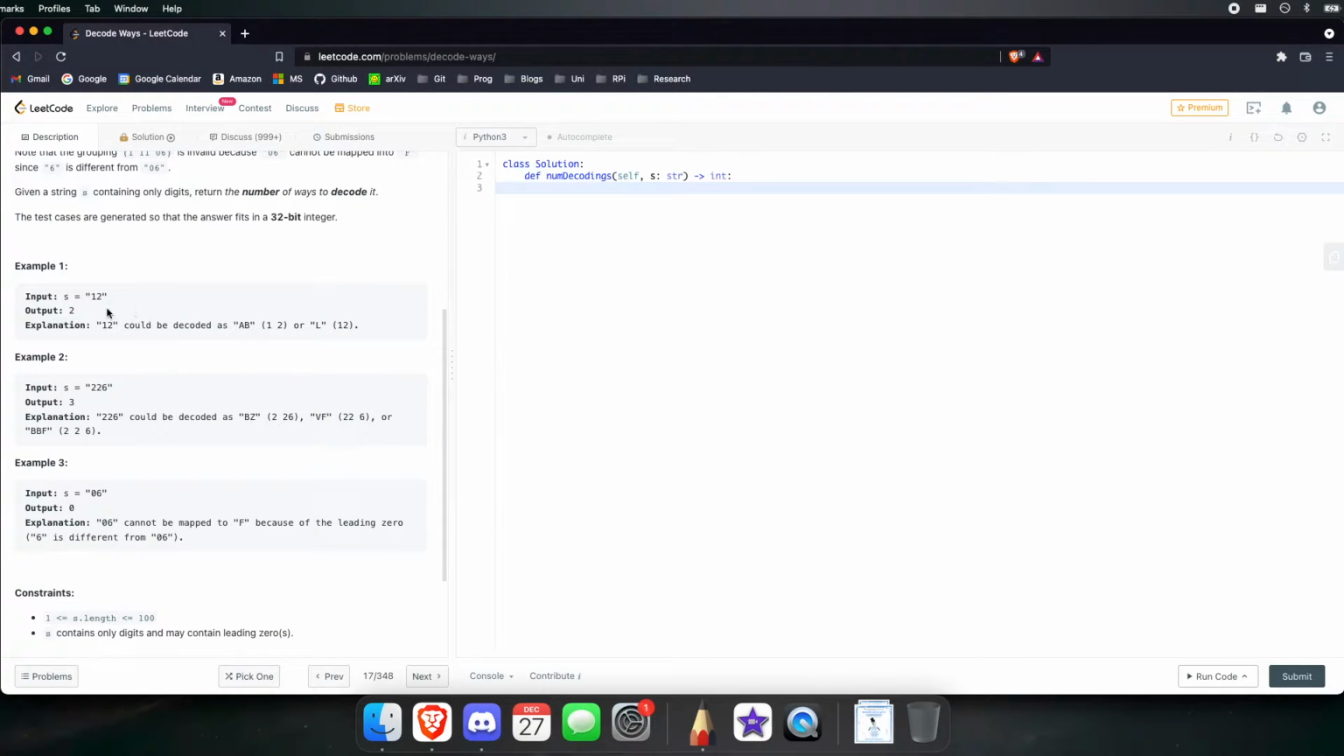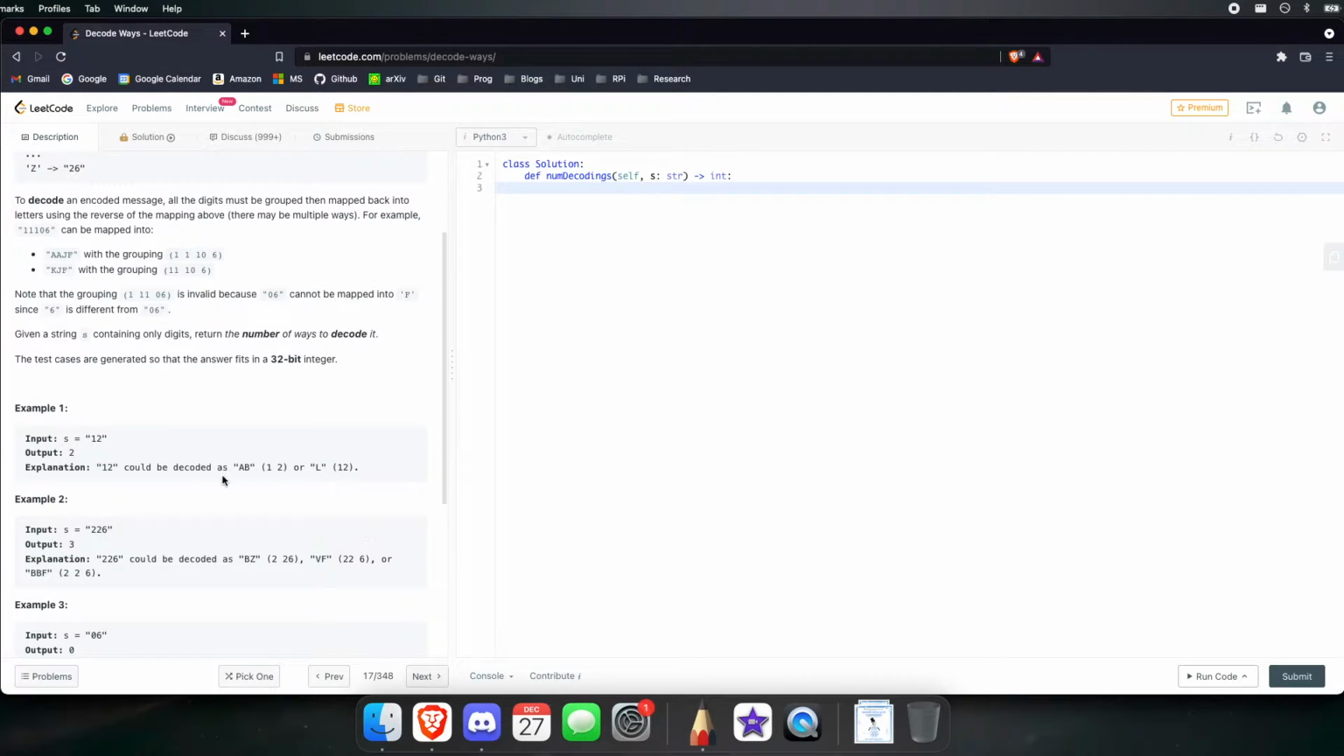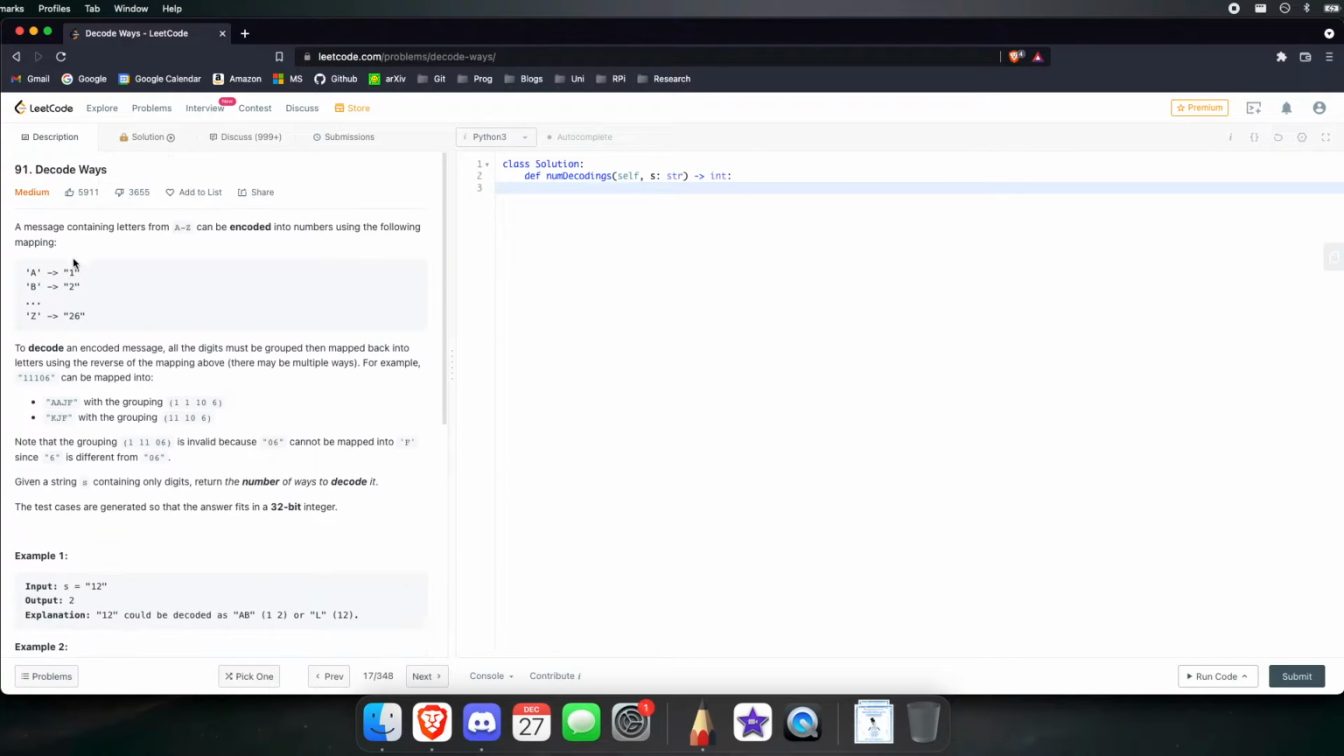So let's look at the first example. The first one we have 1, 2. This could be decoded into AB. 1 goes to A, 2 goes to B. Or it could be grouped together into the number 12, and that could be decoded to the letter L. Therefore, the answer for this is just 2.